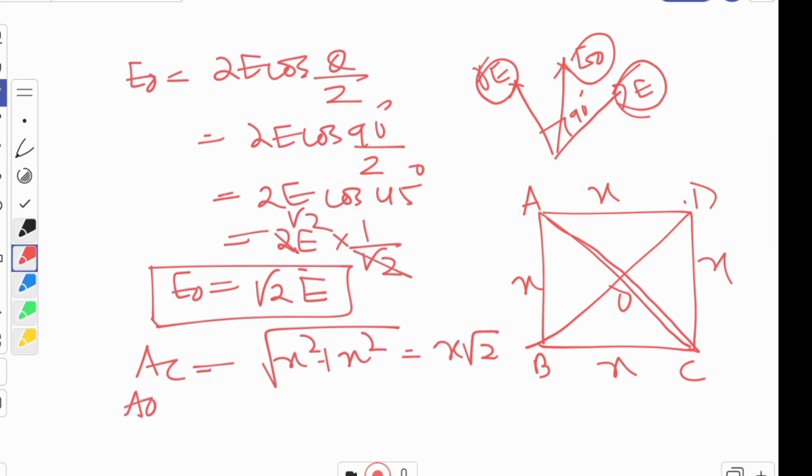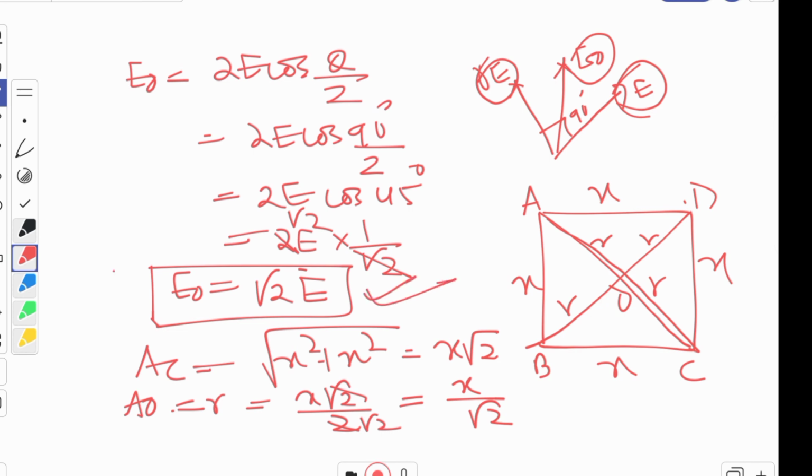Then what is AO or OB or OC or OD, anything, all are the same. So AO, or you can say I have taken it as R. Everything is R over here. Okay, so this will be how much? x root 2 by 2, that is half of the diagonal. So you are getting R as x by root 2.